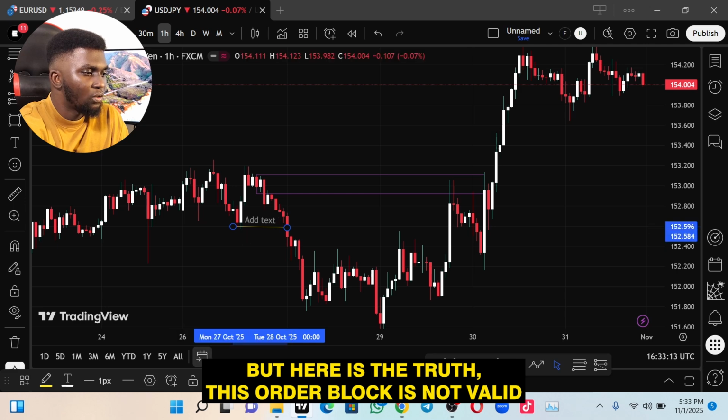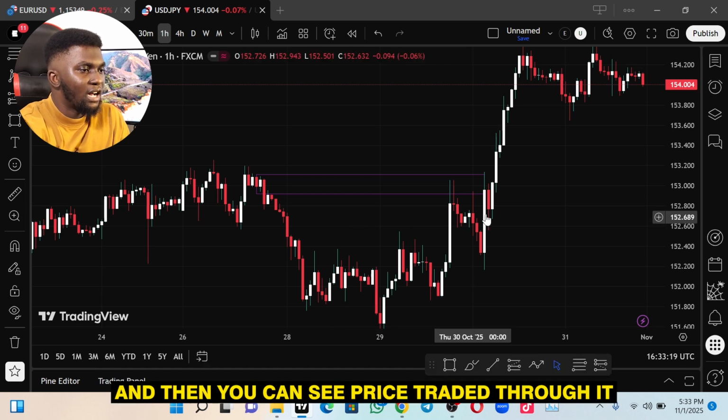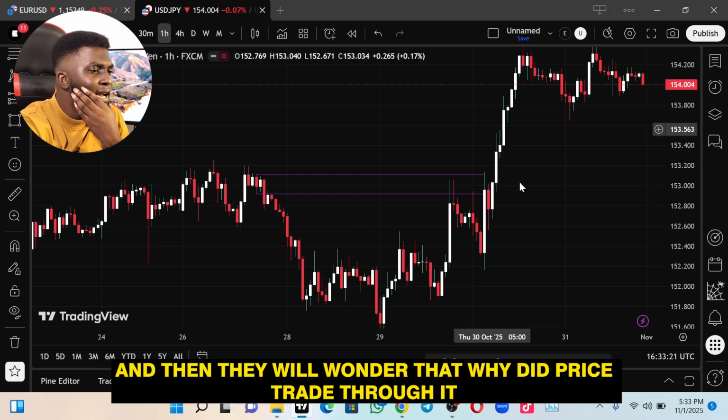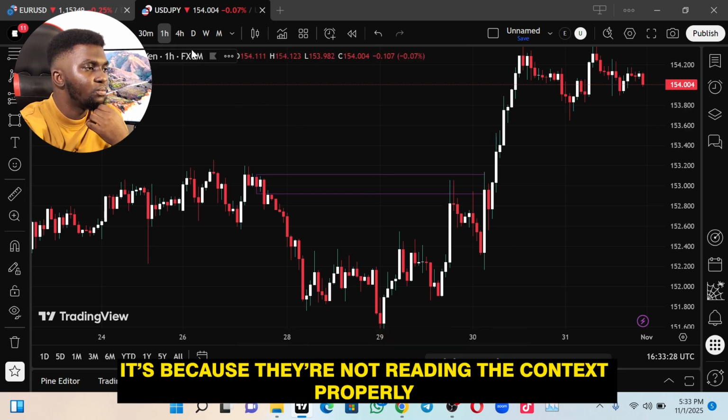But here is the truth. This order block is not valid. Price came here and still reacted off this order block, and then you can see price traded through it. And then they wonder why the price traded through it. Why is the order block not respected? Because they are not reading the context properly.